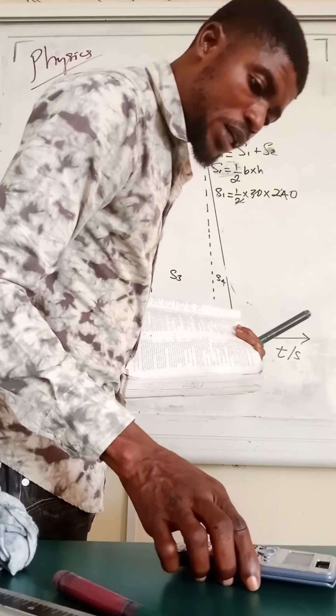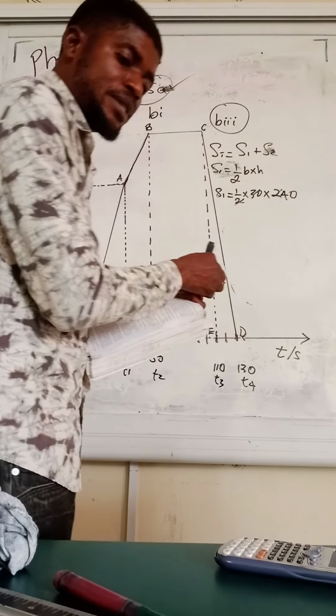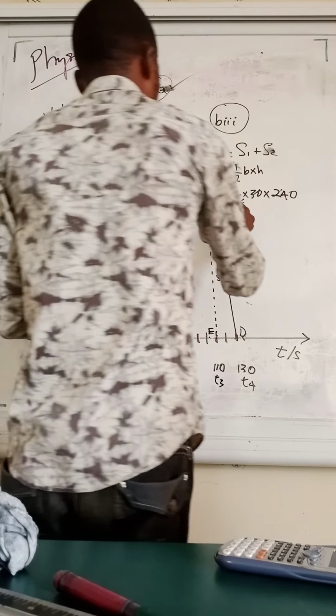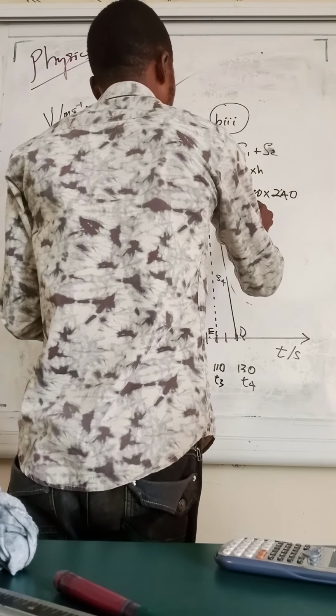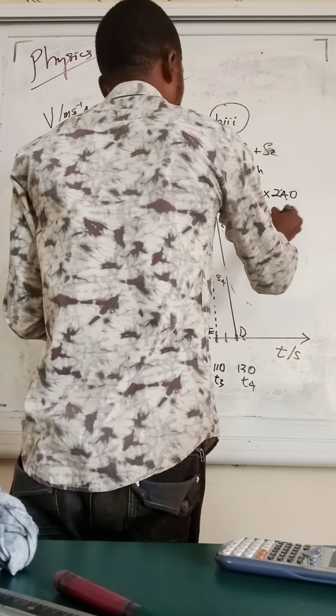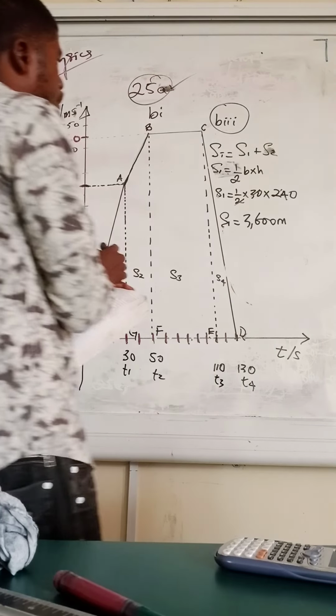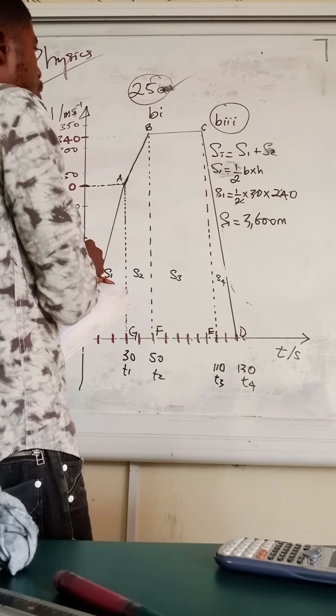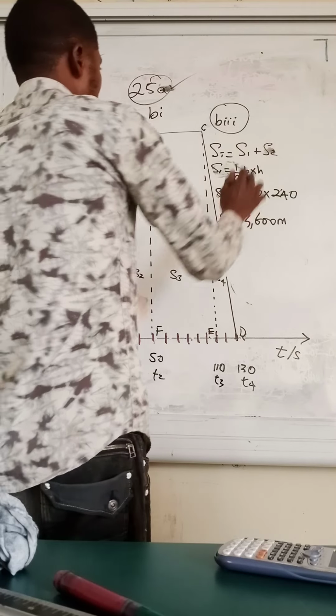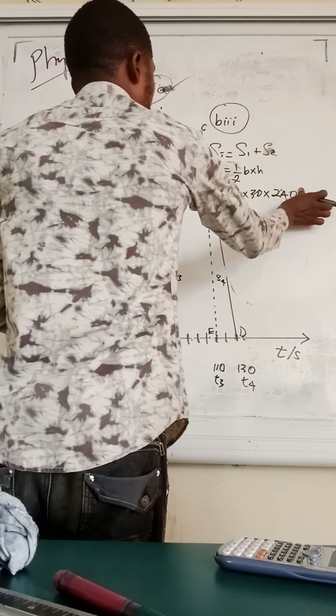Our answer is 3,600. So S1 is what? 3,600 meters. How do you know it is meters? Okay, let me prove to you.